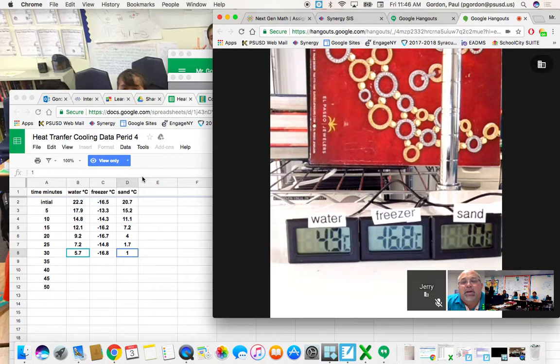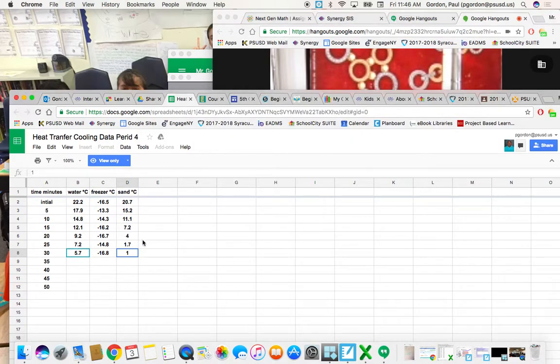Okay. So are you looking at the 30-minute data sheet or data info? Yes. So we're looking at these here. Look where we started at initial and look where we are now. So which one is greater?